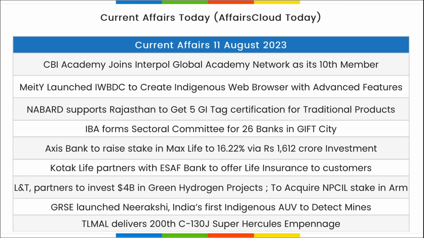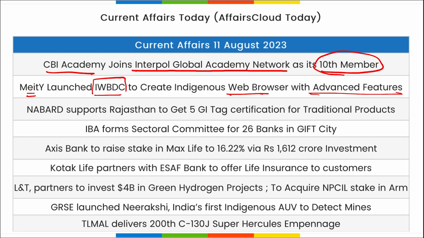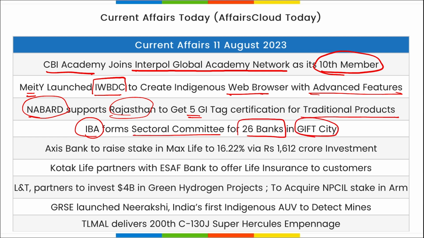Now let's move to some revision part. CBI Academy joined the Interpol Global Academy Network and became their 10th member. MeitY launched IWBDC, to create a web browser with advanced security features. NABARD supported Rajasthan to get 5 GI tag certifications for traditional products. IB formed a sectoral committee for 26 banks in GIFT City, to segregate the guidelines for these banks from those of banks outside this area.